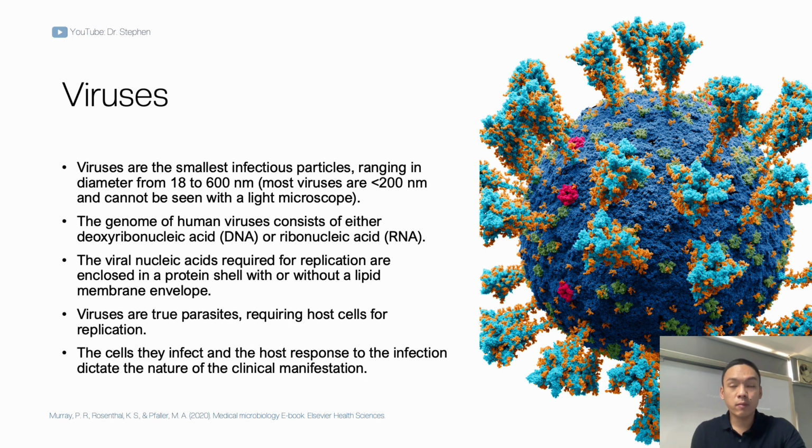Viruses are among the smallest infectious particles, ranging in diameter from 18 to 600 nanometers, while most viruses are less than 200 nanometers, and they cannot be seen using bright field microscopy or the light compound microscope. The genome of human viruses consists of either deoxyribonucleic acid or ribonucleic acid. The viral nucleic acids required for replication are enclosed in a protein shell with or without a lipid membrane envelope. So viruses could either be enveloped or non-enveloped.